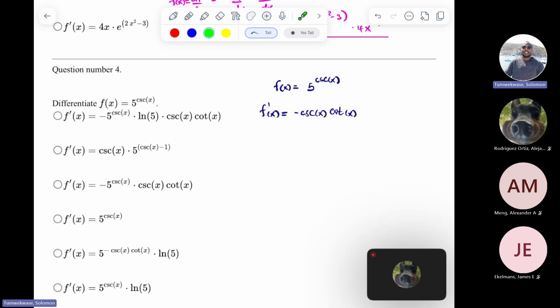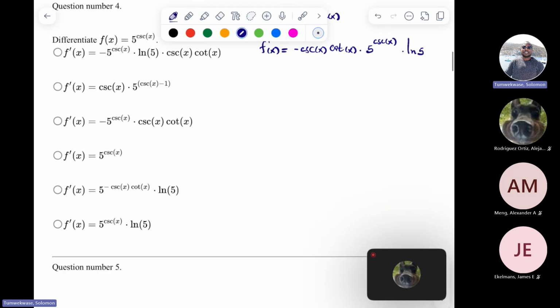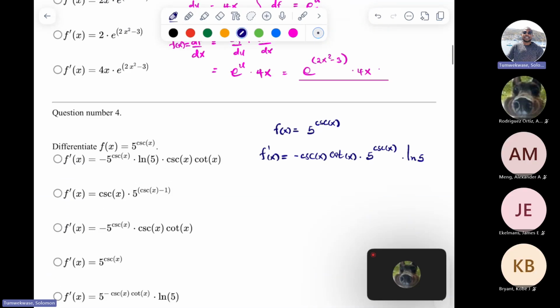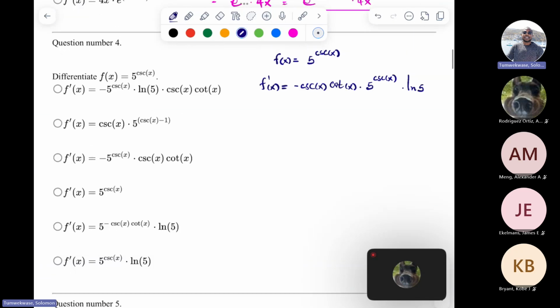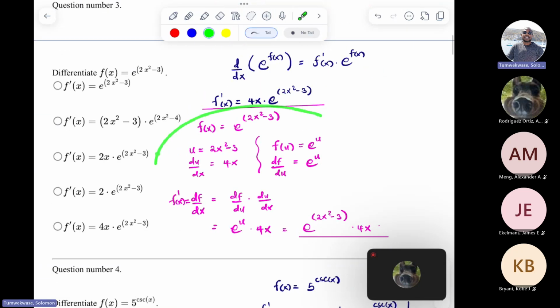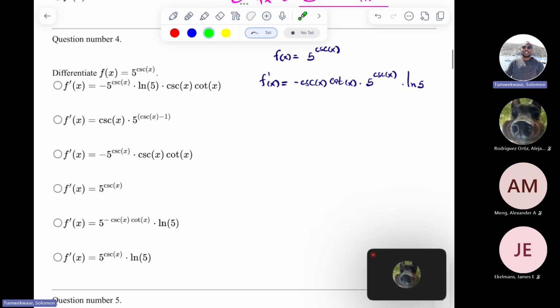So we take the derivative of cosec x, which is negative cosec, then cotangent, then times 5 to the power cosec x, then times natural log of 5. Okay, something like that. Of course, once again, if you want to show the working like we did here, then you can do it easily.